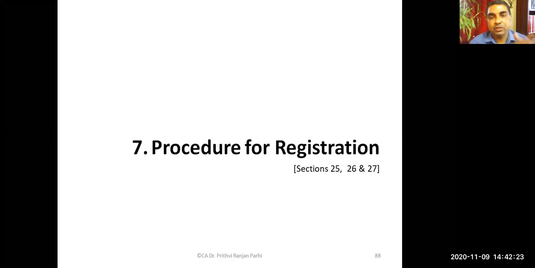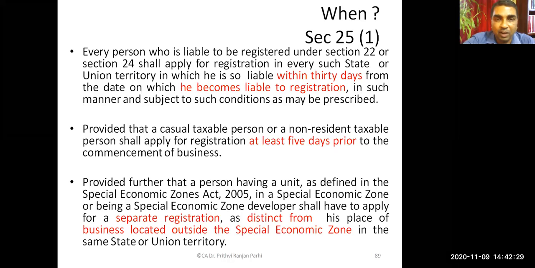Procedure for registration, step by step. I'm not going to explain the procedures because you already know them, you have tried it, how to do it. Only a few theoretical things I will be explaining today. The procedures of registration are dealt with in section 25 of the CGST Act. A few additional things we need to remember. I trust all of you know the procedures.